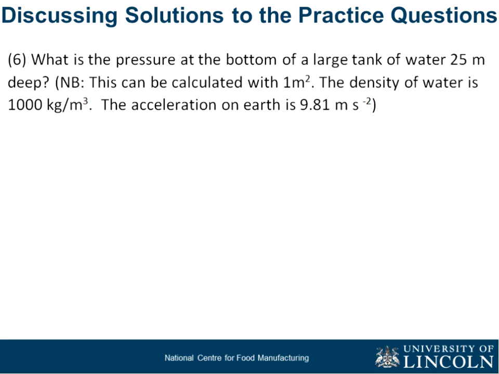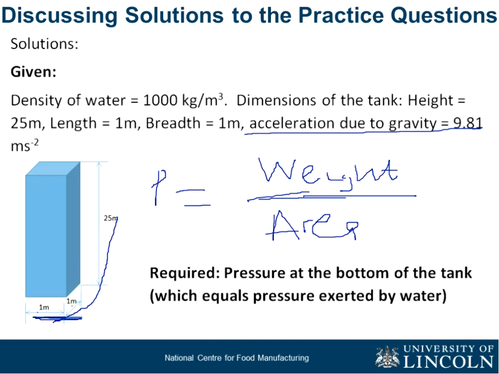Now, why this is a problem is that I didn't give you the weight of water. It's not that simple. Instead of giving you the weight of water, I gave you the density of water. Then you need to know that density equals mass over volume, and I've given you the volume as well. So the volume is 1 multiplied by 1 multiplied by 25, that is the volume.